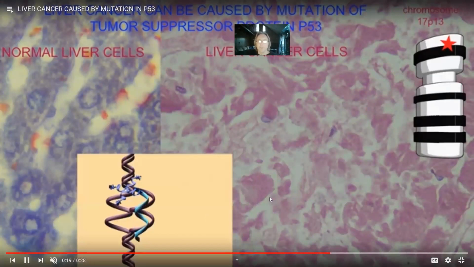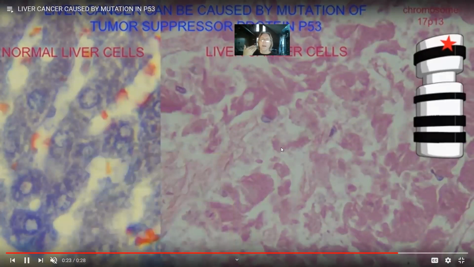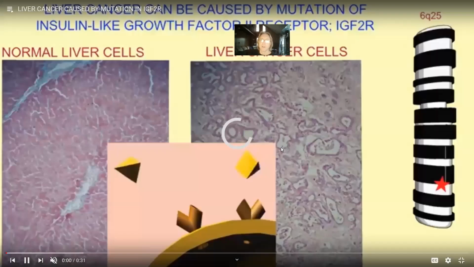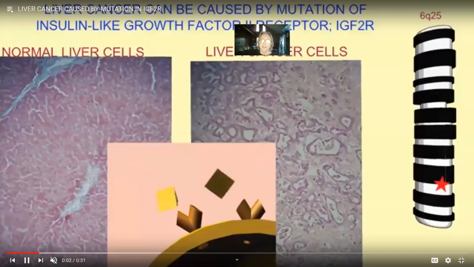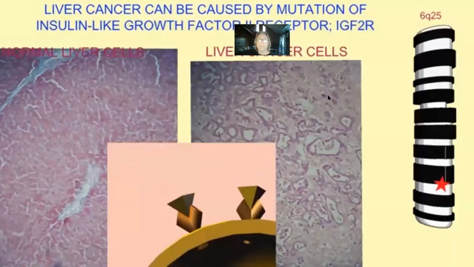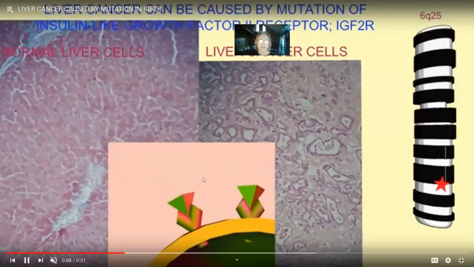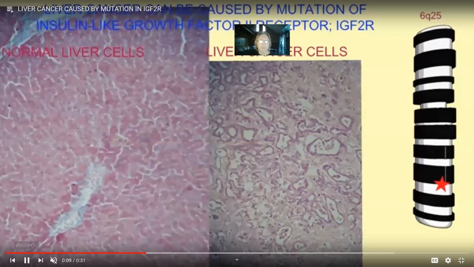Another point that I made before, but I've made again, is that very often mutations in multiple genes can cause the same phenotype, not just white eyes in fruit flies. Some people who suffer liver cancer have a mutation in P53. But some people who have liver cancer have a mutation in the insulin-like growth factor 2 receptor.